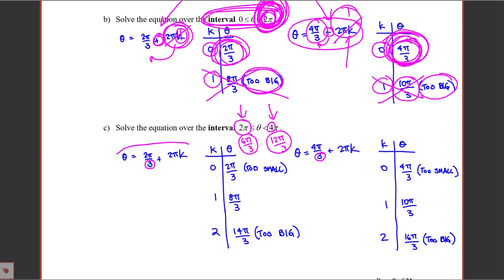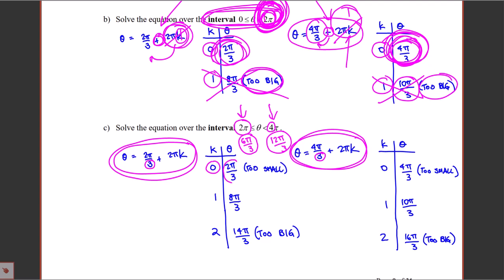So I take the same general answer. If it's general, it works for everything. In the second general answer, I plug in 0, I get 2 pi over 3. Well, that's too small. I plug in 1, which is an integer, and 1 is like, plug in here, becomes 2 pi. Another name for 2 pi is 6 pi over 3, plus 2 pi over 3 is 8 pi over 3, and 8 pi over 3 is between 6 and 12, so that one's okay.